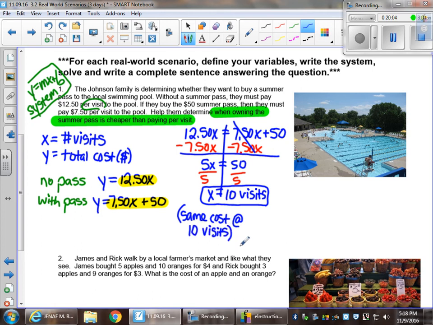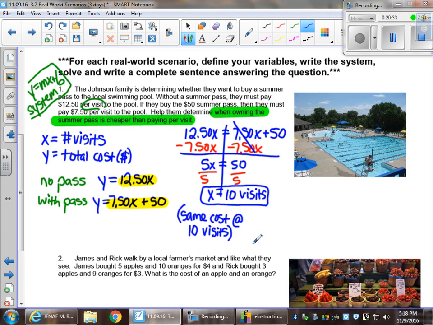So if the question said, well, when would it not matter which you choose, I would be done. You could say 10, because at 10 visits, the cost is the same to be with a pass or without a pass. But the question said, help them determine when owning the summer pass is cheaper than paying per visit. So if we followed the reasoning of the warm-up, we would reason that on the 11th visit, it's cheaper.